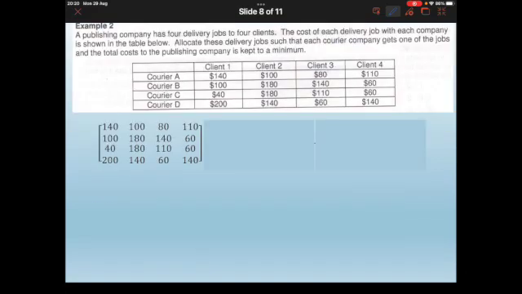Now, let's have a look at example 2. This time, I want you to think about a 4x4 matrix. A publishing company has 4 delivery jobs to 4 clients. The cost of each delivery job with each company is shown in the table below. Allocate these delivery jobs such that each courier company gets one of the jobs and the total cost to the publishing company is kept to a minimum.